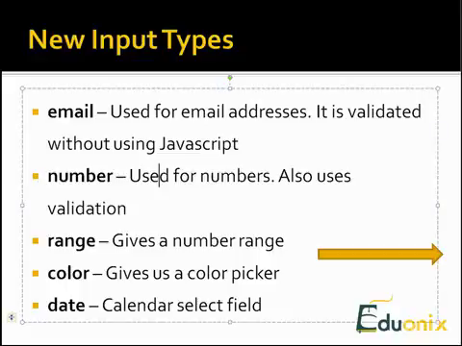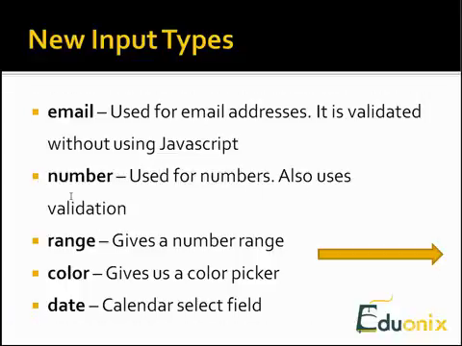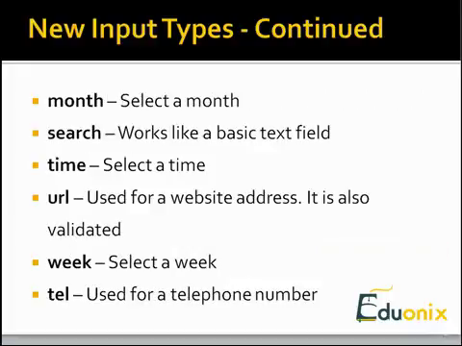Number field is obviously used for numbers. This also validates. We can have a range, which gives us a range of numbers. Color and date are also really cool because we don't need JavaScript. We can have a color picker and a calendar picker without having to use JavaScript, which is really nice.